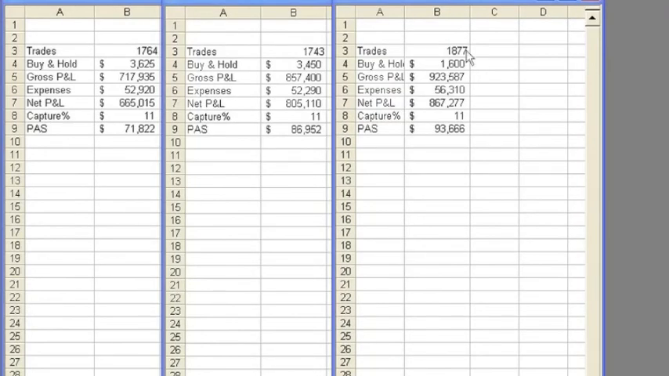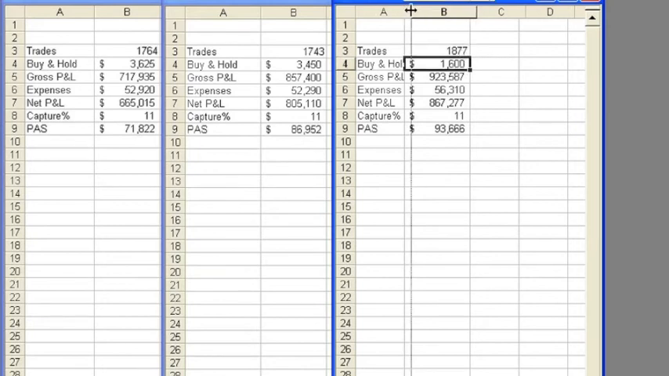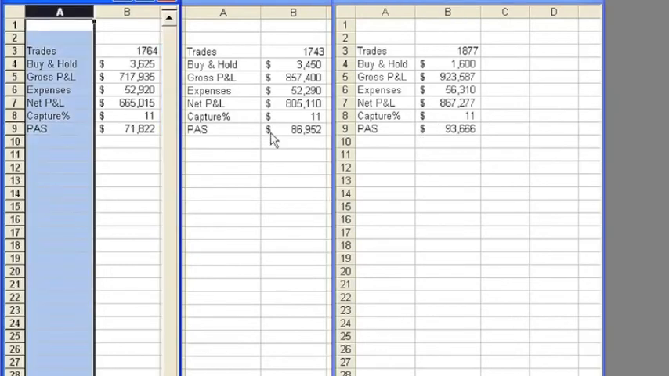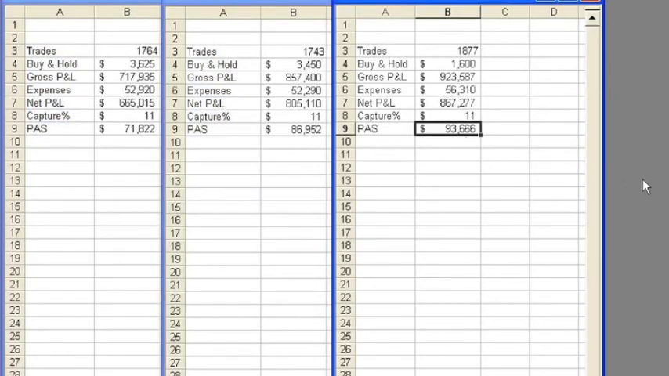Okay, I just loaded the Japanese yen. Here that is, we have slightly more trades, less buy and hold, but overall, look what we have. Almost $94,000 in profit. So we're climbing here from YM to ES to the Japanese yen.